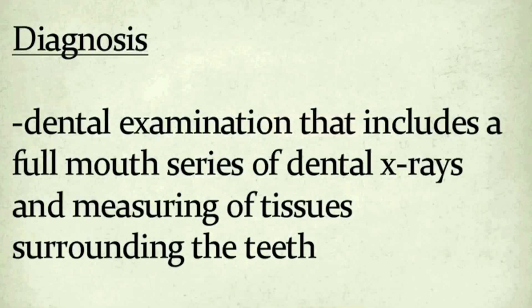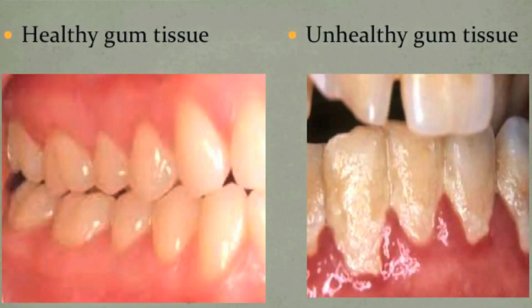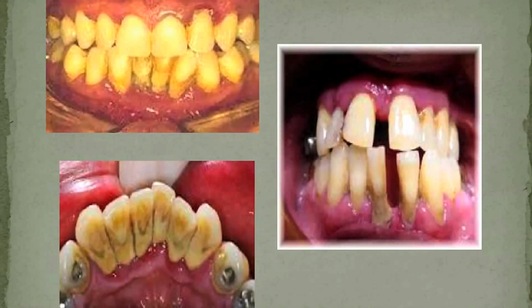Diagnosis of periodontal disease is done by examining the teeth with x-rays and measuring the tissues around the teeth. A lot of times we bring you in, take a little probe and measure around the pocket depths of the teeth. We're looking for bleeding, we're looking for how deep the pocket is, and we're also looking for pus. This is healthy gum tissue. See how this is nice and pink? This is unhealthy gum tissue. This is a more severe case. This is tartar or calculus on the tooth.